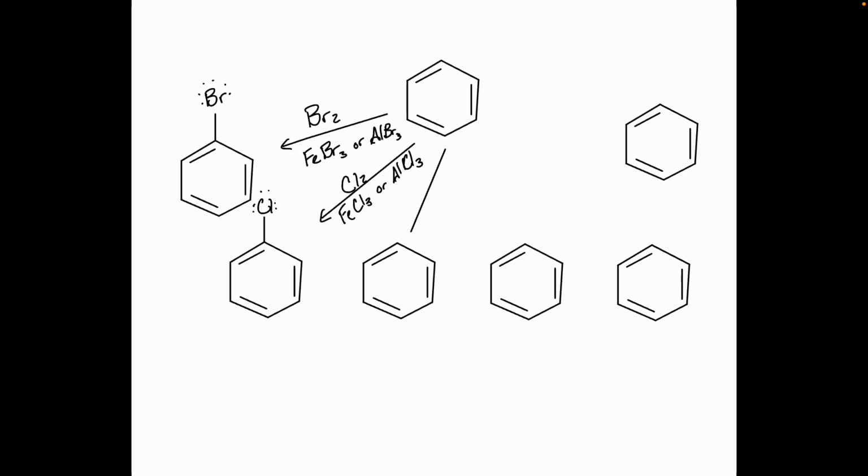Okay. We also talked about these nitration reactions, putting a nitro group on there, NO2. Nitric acid and sulfuric acid. Put a sulfonic acid group on there, SO3H, that uses fuming H2SO4.